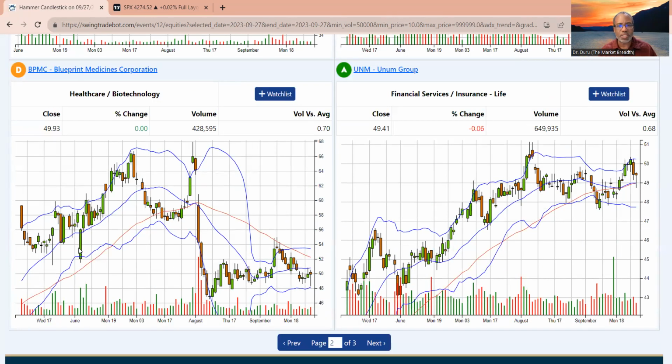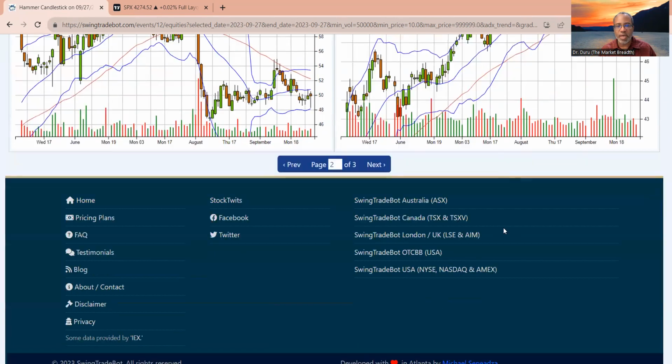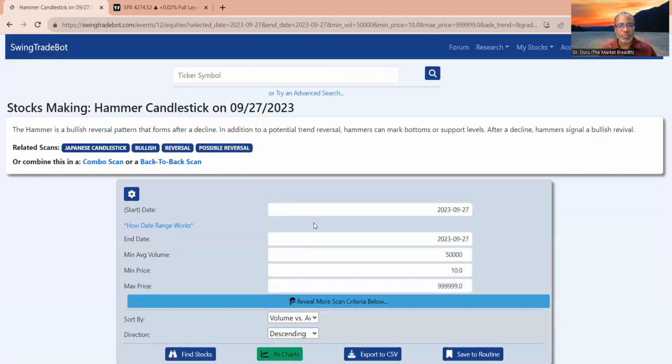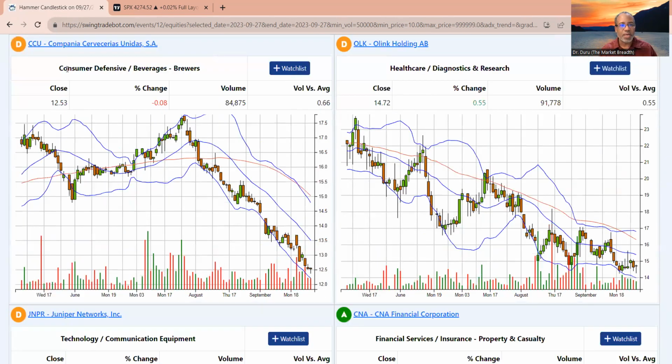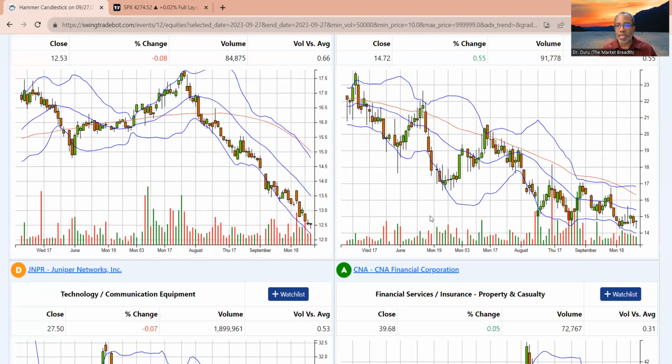Blueprint Medicines Corporation, haven't heard of this one. BPMC, but it's biotech, too dangerous in this kind of environment. UNM, financial services, you can tell why I don't want that one. And let's go to the last page. Hopefully you're still with me. You could tell why I don't want CCU. You could tell why I don't want OLK.